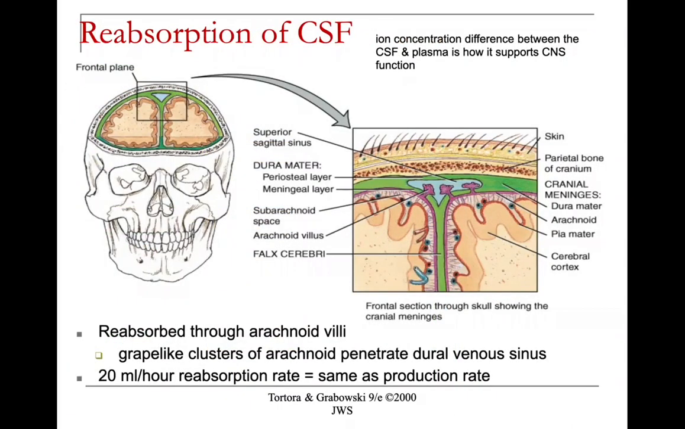So these ion concentration differences between the CSF and the plasma are important. It helps support the CNS function, like all of those action potentials. So it's going to be partially reabsorbed through the arachnoid villi. They're little grape-like clusters in the arachnoid villi that will penetrate the dural venous sinus. The rest will actually go back through the venous sinus. So we have about a 20 milliliter per hour reabsorption rate, and it's the same as the production rate. That's important. You don't want to be putting more fluid into the brain than what is able to leave. Then you're just going to build up pressure, which will lead to other problems.